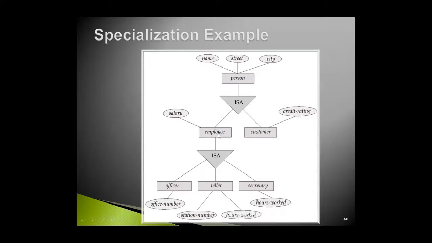Whatever attributes you are not actually required to mention in the person entity set, those attributes you can very well mention under employee with respect to the employee role and under customer with respect to its customer role. So here the salary can be mentioned as an attribute of this lower level entity set employee. Similarly, customer can have an attribute that is credit rating.